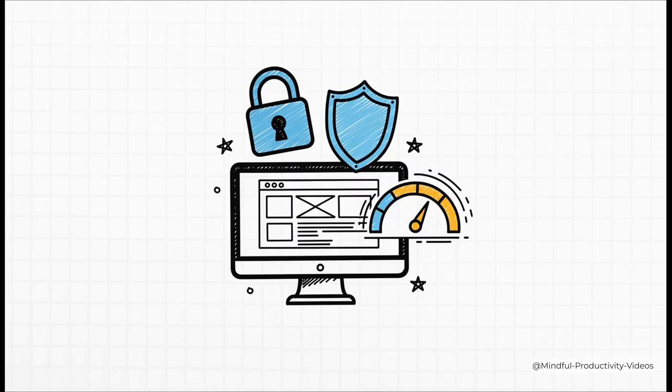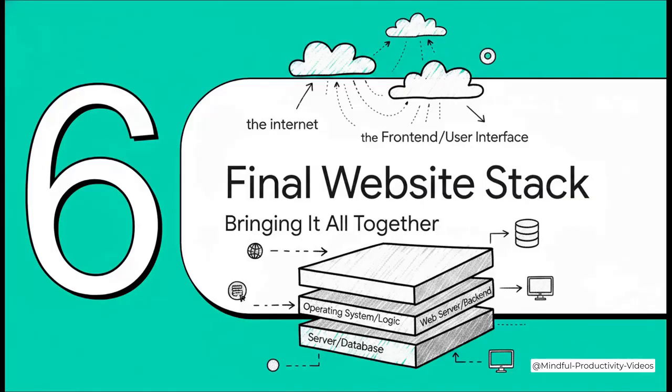Beyond just security, you have to build trust with Google by tracking your core web vitals. These are key metrics that measure exactly how fast your site loads and responds. Your theme and hosting choices directly affect these scores, which Google uses as a major ranking signal for search results. All right, we've covered all the components. Now let's look at the final website stack, bringing it all together.